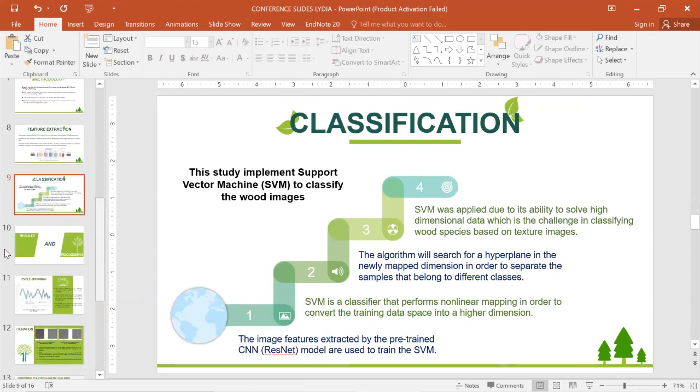This study implements the support vector machine, SVM, to classify the wood images. The image features extracted by the pre-trained CNN ResNet model are used to train the SVM. SVM is a classifier that performs nonlinear mapping in order to convert the training data space into a higher dimension. The algorithm will search for a hyperplane in the newly mapped dimension in order to separate the samples that belong to different classes. SVM was applied due to its ability to handle high-dimensional data, which is the challenge in classifying wood species based on texture images.